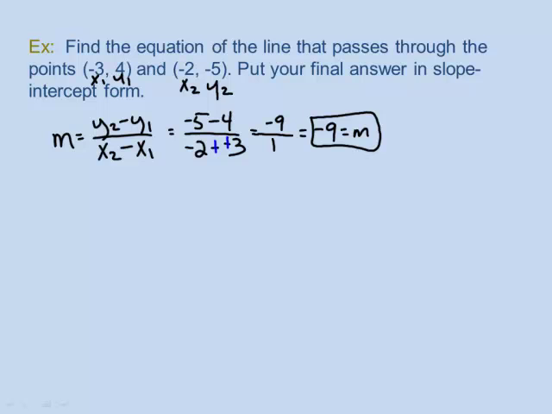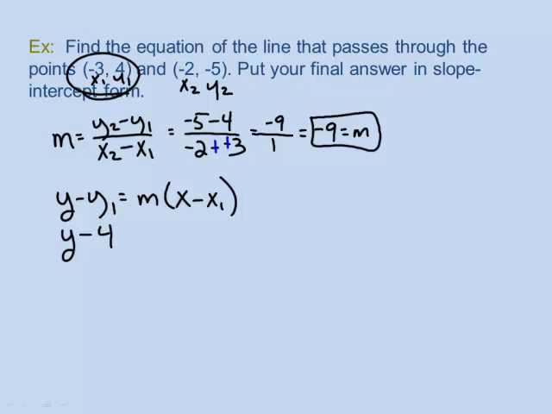So now we know our slope, and we know at least one point. We actually know 2, but we only need 1 in order to use y minus y1 is equal to m times x minus x1. So put your values in. I've got y minus 4 is equal to negative 9 times x minus negative 3. Once again, double negative is a positive, so that's the same as adding 3. So we've got y minus 4 is equal to negative 9 times x plus 3.